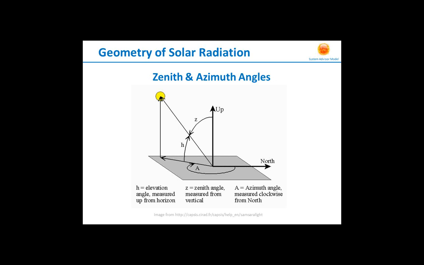The azimuth angle gives us the other piece of information about the solar position. Most simply, the azimuth angle indicates the location of the sun on a compass. The convention used in SAM is that 0 degrees indicates due north and it's measured counterclockwise from north.